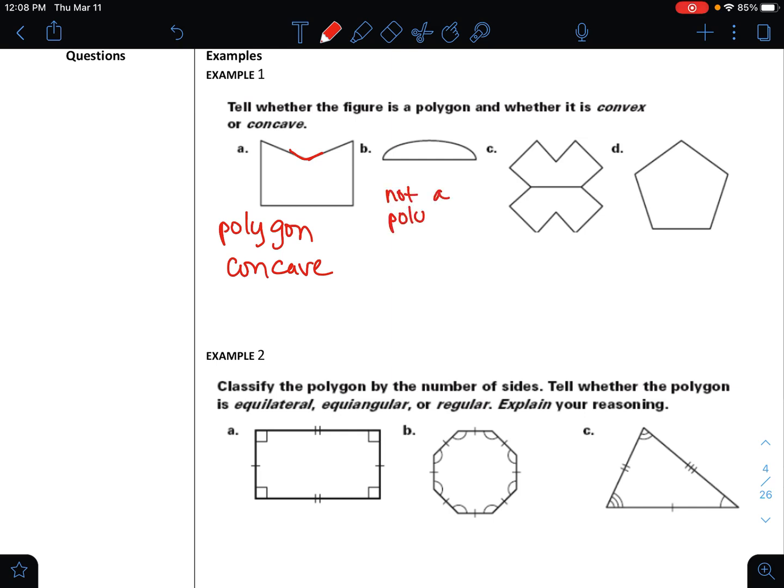Okay, the next one is not a polygon. It has a curved side, and if it's not a polygon, it can't be classified as convex or concave. C is also not a polygon. It has that line crossing in the middle here, so it's not going to create just a polygon. Last one is good. It is a polygon. It is convex. I do not see it caving in, so it's convex.